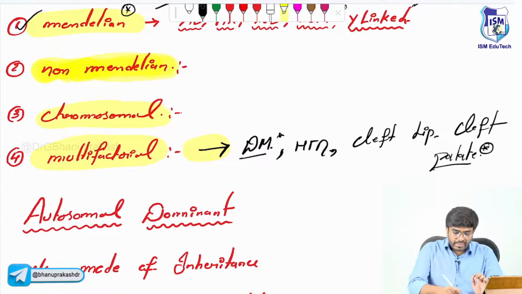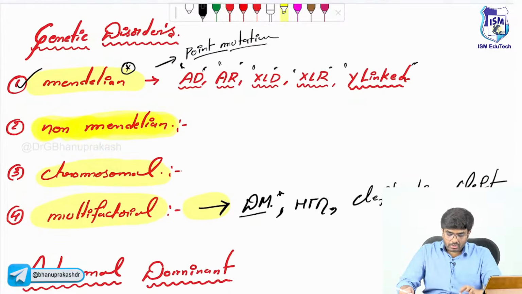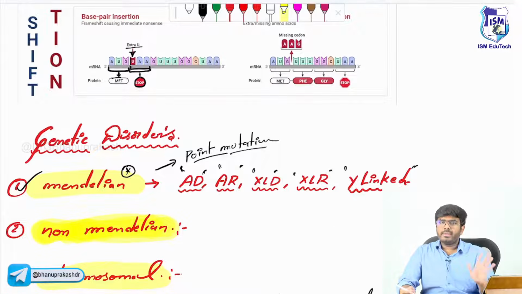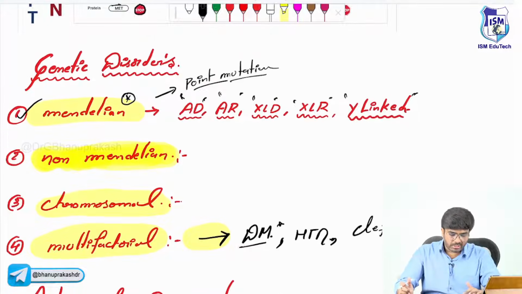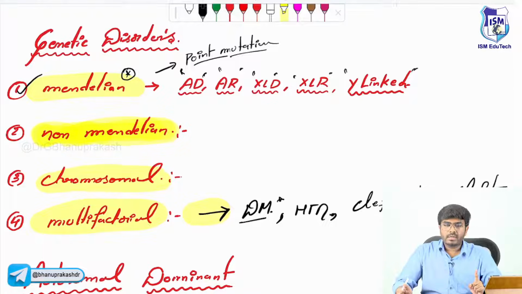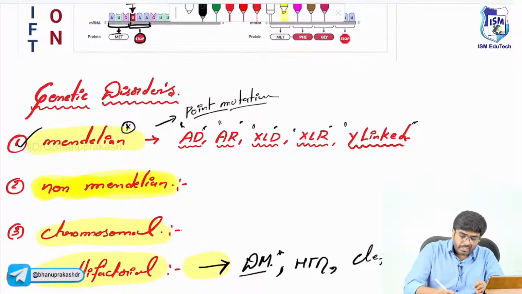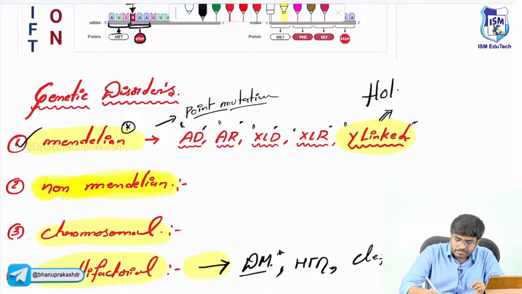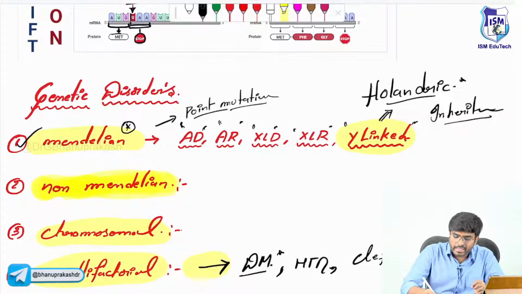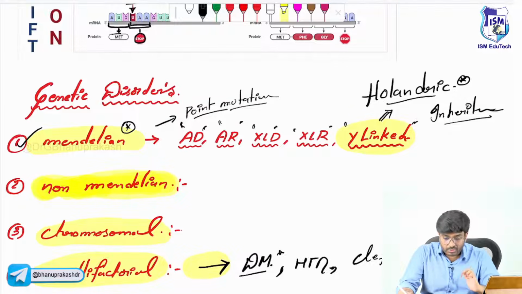Now, after this, let's discuss autosomal dominant disorders. But wait, how many types of genetic disorders are we going to discuss in this chapter? We are going to discuss Mendelian disorders: autosomal dominant, autosomal recessive, X-linked dominant, X-linked recessive and Y-linked. In your PG exam, this question was asked: Y-linked inheritance pattern is also called Holandric inheritance. That's the question I want you to know.